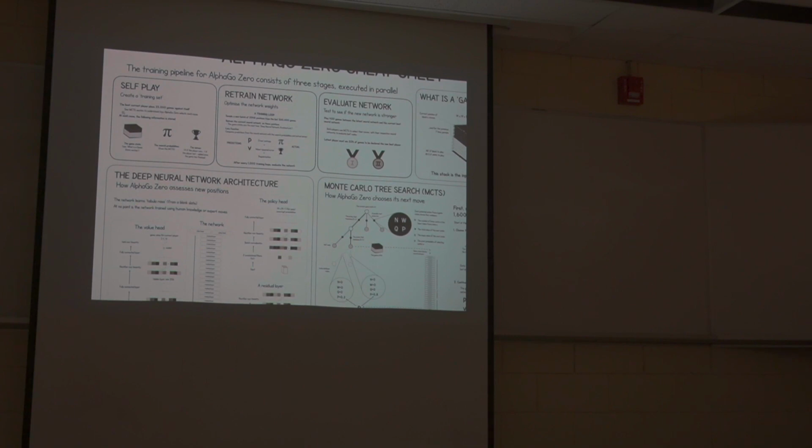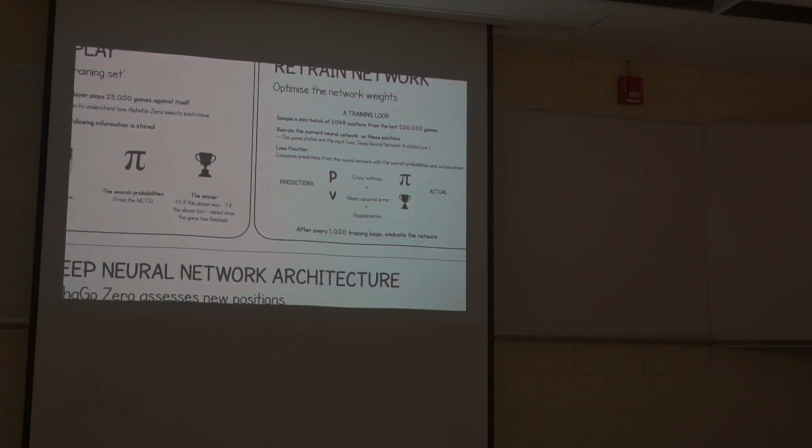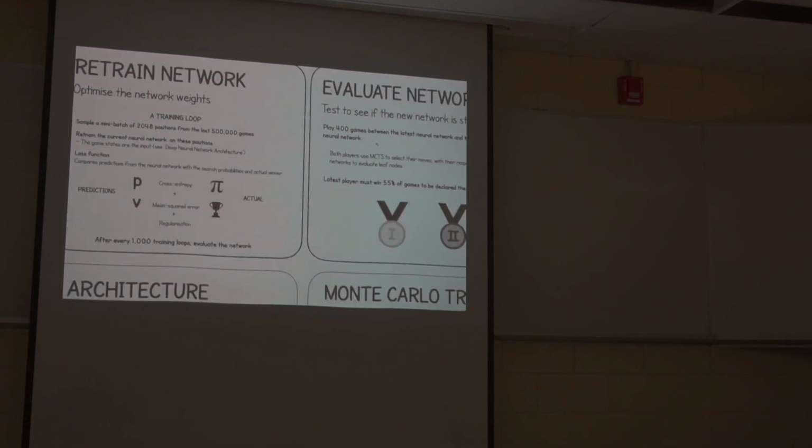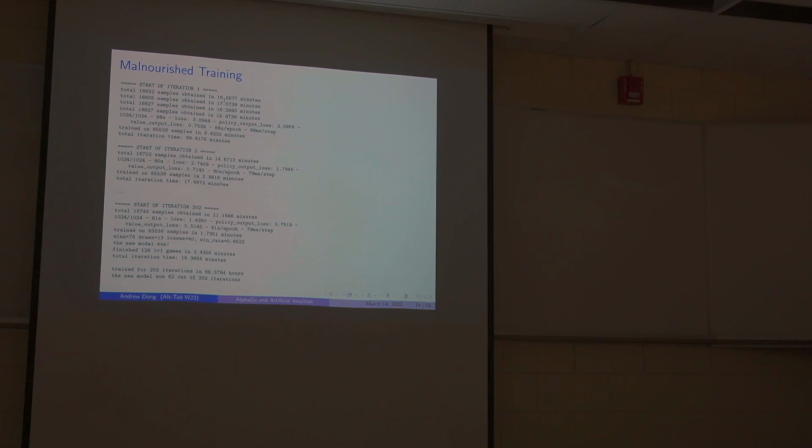So instead of playing 25,000 games, mine played like 300 games. And then instead of 2,048 from the last 500,000 games, I think it only played like 2,000 games. So it's very malnourished. And you can see the entire training process. Although they both took an equal amount of time, 3 days, I would say Go is probably slightly harder. Okay, no, it's much harder than Othello.